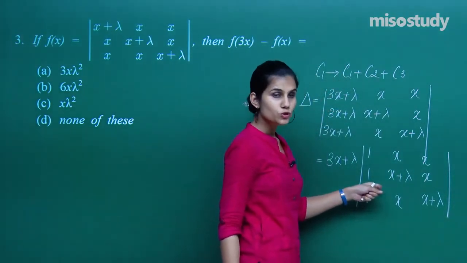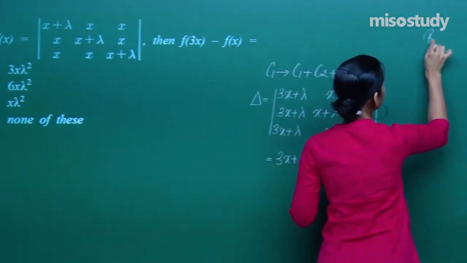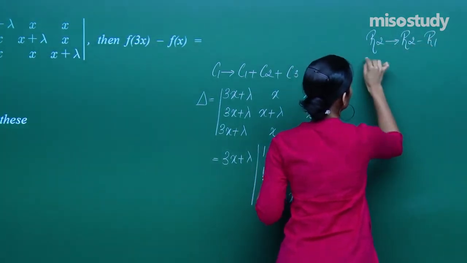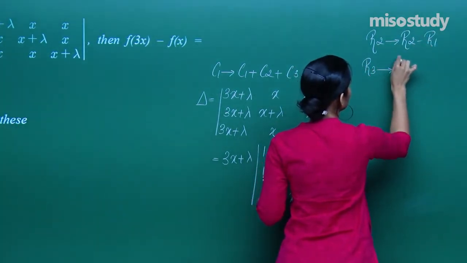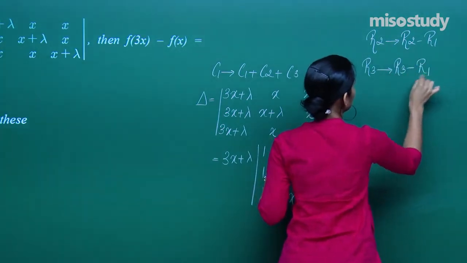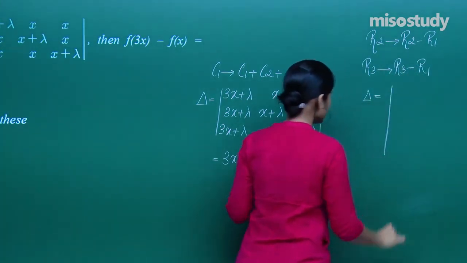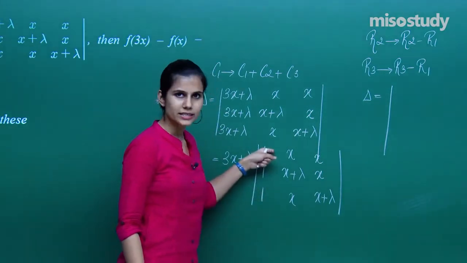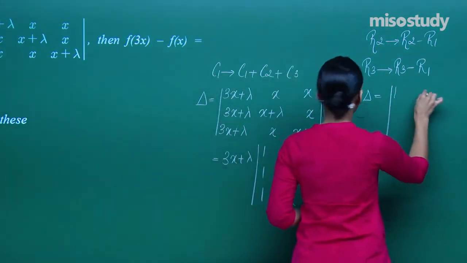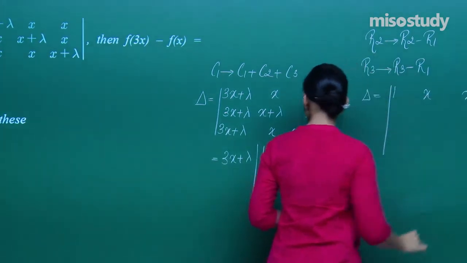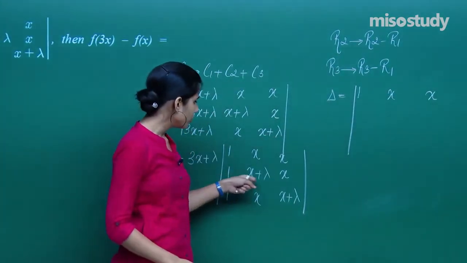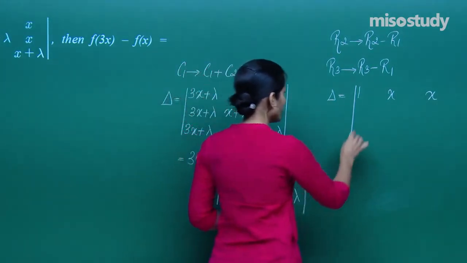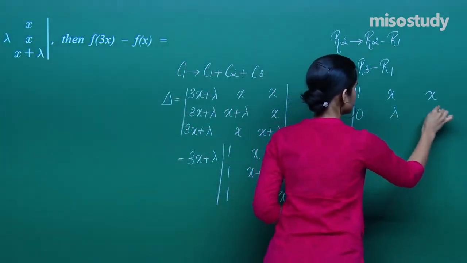Row 2 goes to row 2 minus row 1. Row 3 goes to row 3 minus row 1. That's an obvious operation because I want a 0 over here. 1 minus 1 is 0, 1 minus 1 is 0. So that's what I am doing: 1, x, x, then you have 1 minus 1, 0. x plus lambda minus x is lambda and x minus x is 0. So you have 0, lambda, 0.